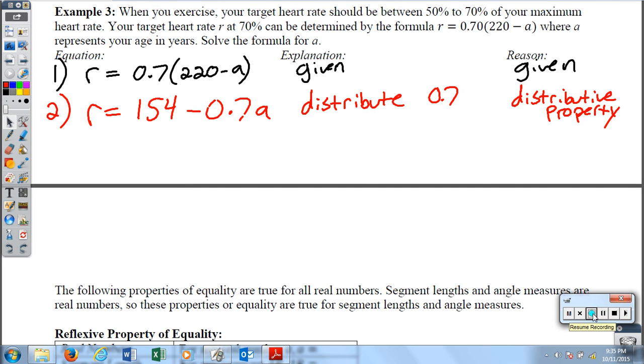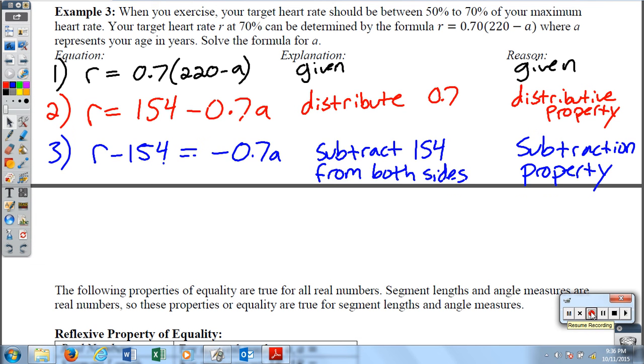Now that we've distributed 0.7 across the parentheses, to get A by itself, we want to get rid of that 154. We want to get that to the other side. So let's subtract 154 from both sides. And we can do that because of the subtraction property.